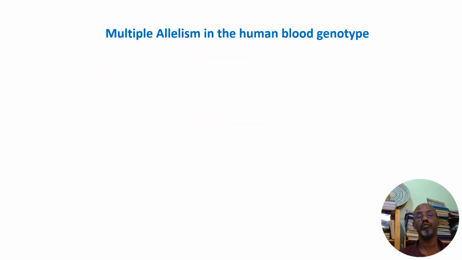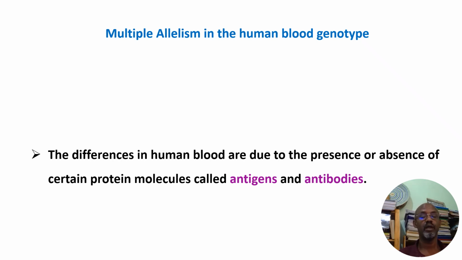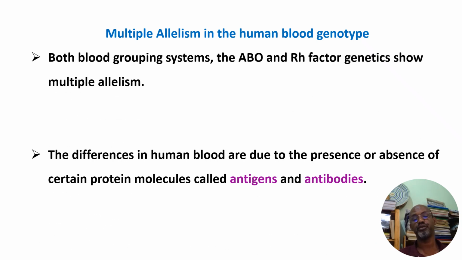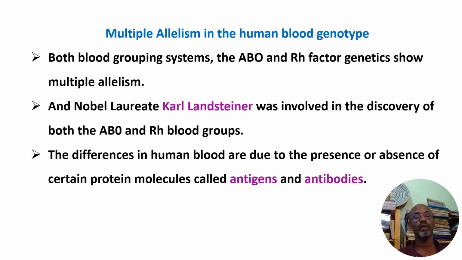Multiple allelism in the human blood group or genotype. You can see both blood group systems, the ABO and RH factor genetics, show multiple allelism. The American Nobel laureate Karl Landsteiner was involved in the discovery of both the ABO and RH blood groups. The differences in human blood are due to the presence or absence of certain protein molecules called antigens and antibodies in the plasma. That means antigens on the cell membrane of red blood cells, antibodies in the plasma.